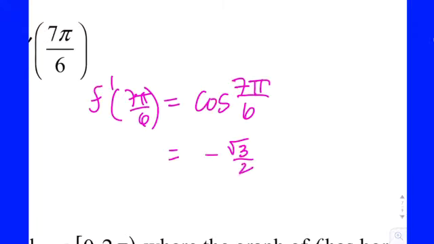Negative square root of 3 over 2. That would be a great answer choice on a test. Is that the right answer? Yeah, because we're over here in quadrant 3. The right answers always make great answers. Oh, he was adding. Yeah.